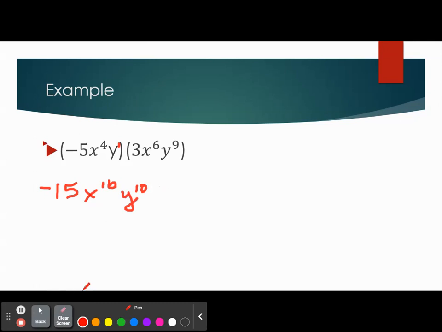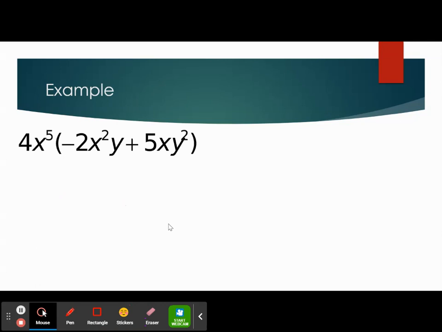All right, yes, sir. I have a question. So if it's a negative, like, we have that negative 5, it doesn't matter if we still go in alphabetical order, even if it's a negative? A negative number has nothing to do with alphabetical order. The negative goes with the coefficient, it doesn't go with the variable. The alphabet doesn't have negative.